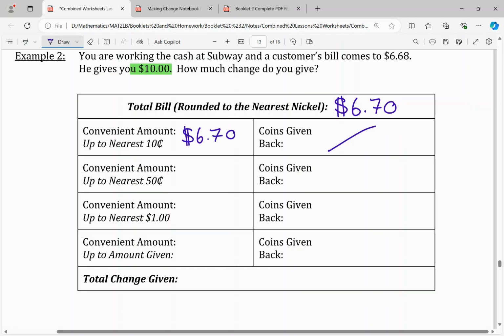Now, what's the nearest 50 cents up? Well, 50 cents would be like $6, $6.50, $7, $7.50. If I'm at $6.70 and I'm counting up by 50s, the nearest increment of 50 would be $7. How do I get to $7? I use 3 dimes.